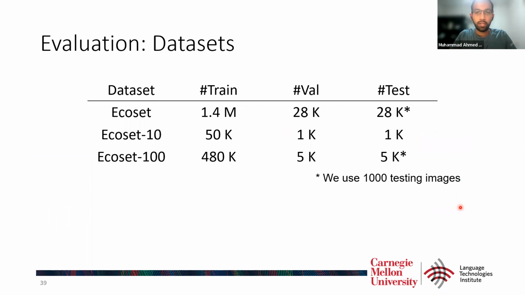We use the EcoSet dataset to evaluate our models. The EcoSet dataset is a collection of 1.4 million images from 565 classes. We also use 2 subsets of it. EcoSet 10 has 10 of the 565 classes, and EcoSet 100 has 100 classes.